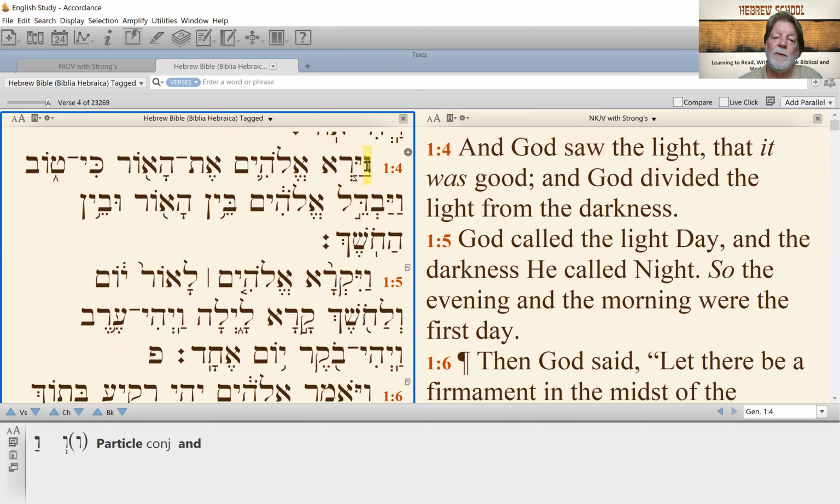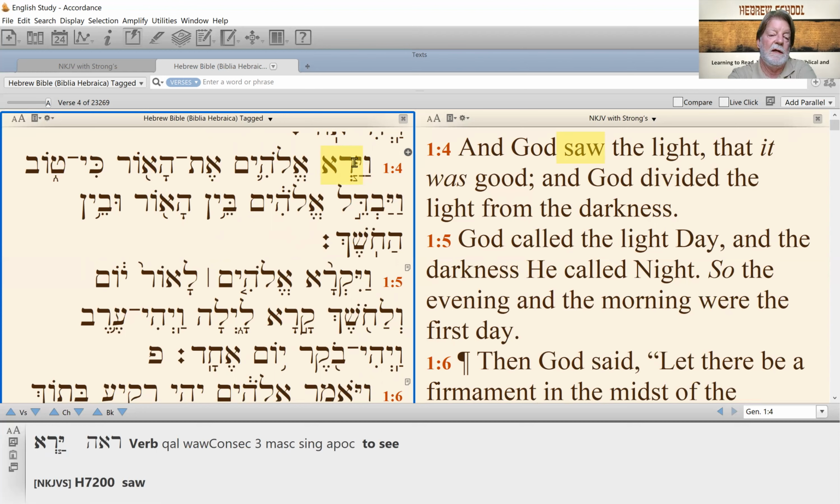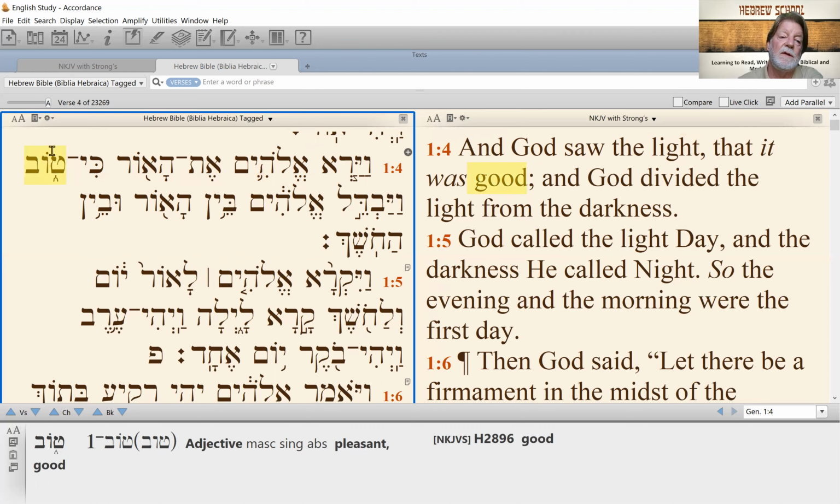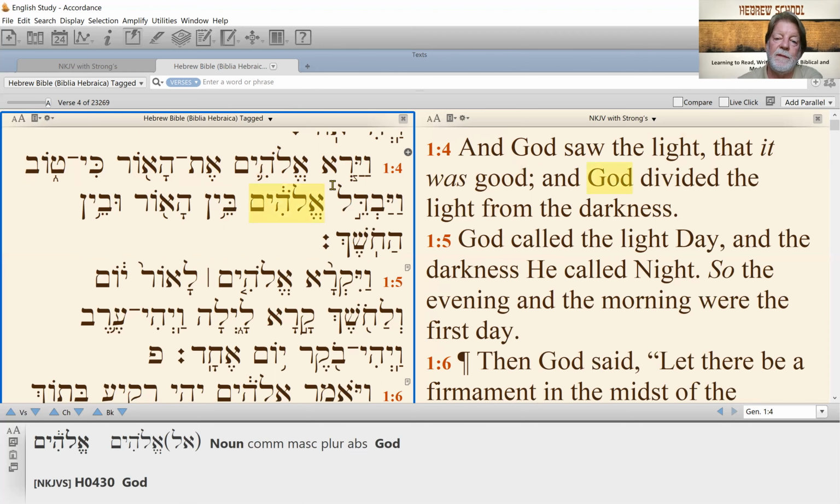Va yara, here we have the particle conjunction, vav, with a patak, because it comes before a yod. Va yara, the root word here is resh, aleph, hey. It's the standard, most common word for seeing, like seeing with the eyes. So God saw, yara, Elohim is the subject, is God. So saw God, or we would say in English, God saw, et haor, the light, ki, that, tov. Tov is the Hebrew word for good or pleasant. God saw that it was good.